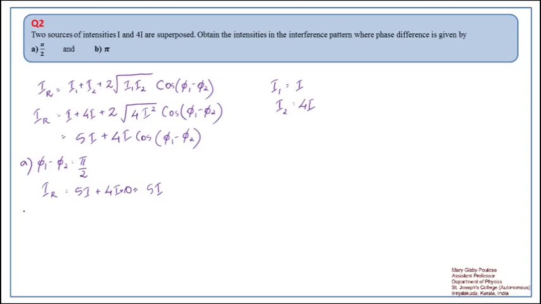Okay. Now in the second case, when the phase difference phi 1 minus phi 2 is pi, I have IR equal to 5I plus 4I into cos pi, which is minus 1. That is 5I minus 4I giving I. Okay. So these are the intensities in the interference pattern where the phase differences have values pi by 2 and pi.